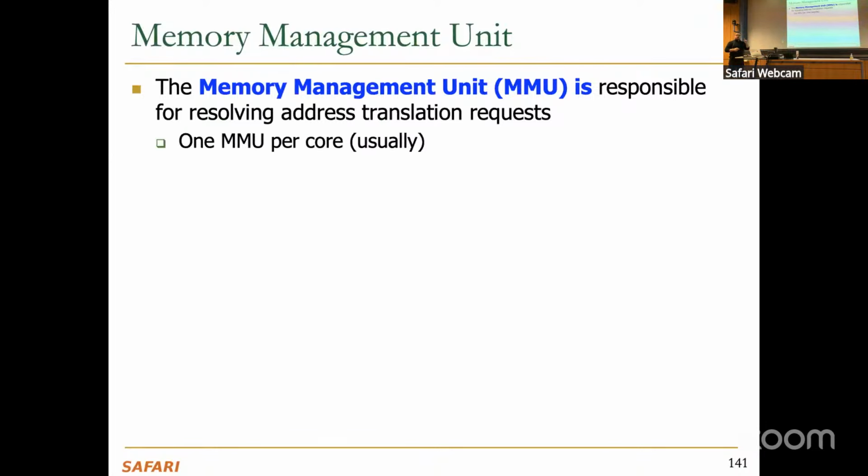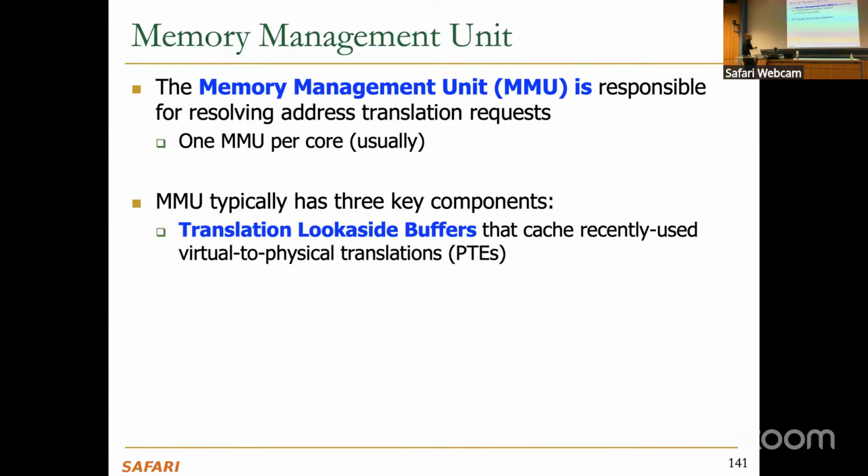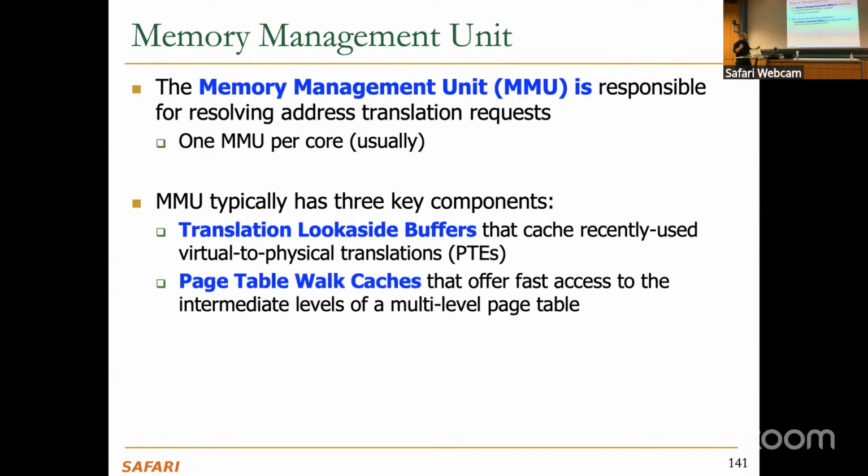How does the memory management unit look like? There is one memory management unit per core. Each of the cores in your phones, laptops, and desktops has one memory management unit. And it has 3 key components. This is not true in all systems. So we have translation lookaside buffers that cache recently used virtual to physical translations directly. I give the virtual address, and I get back the physical address immediately. I do not need to access any page table.